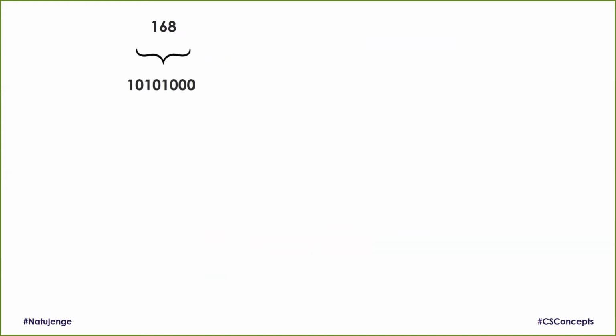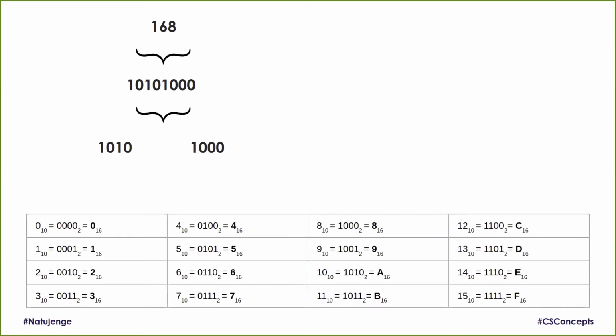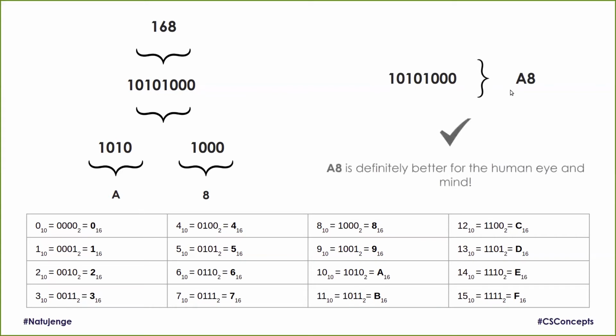Let's take 168, 1010 1000. For those of you who might be knowledgeable of converting binary to decimal, you can take 1010, which is the same as 10, and 10 in hex is A, and then 1000 is 8. And you can note the place values, starting from the right, are 1s, 2s, 4s, and 8s. The 8 and 2 are set, which gives us 10, and 10 we know is represented as A. You can do the same for the other nibble. So basically, instead of writing the series of 1s and 0s, we end up writing A8. And this is definitely much better for the human eye and mind.